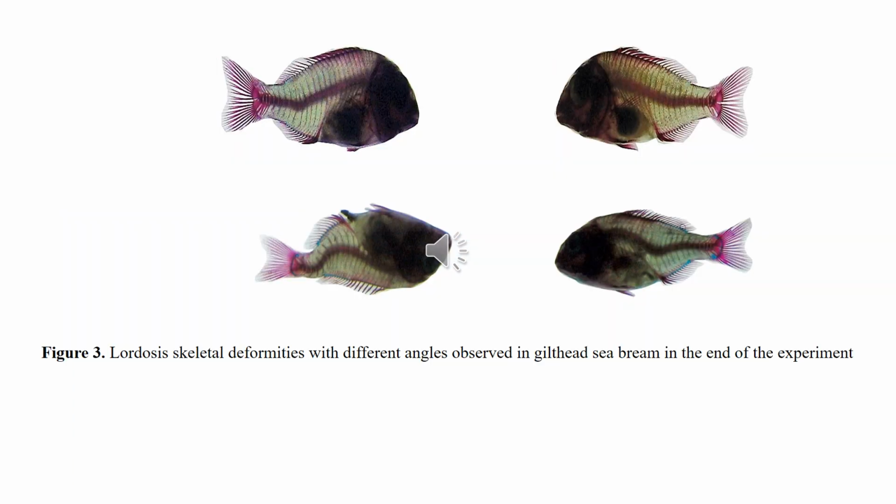And you can see figure 3, lordosis deformities with different angles observed in the Sparus aurata at the end of the experiments.